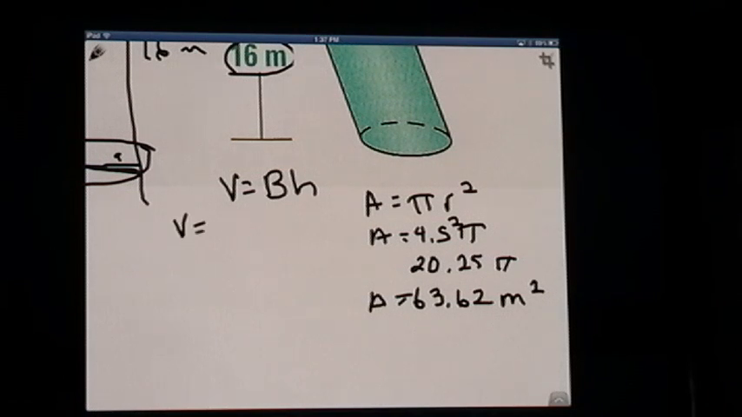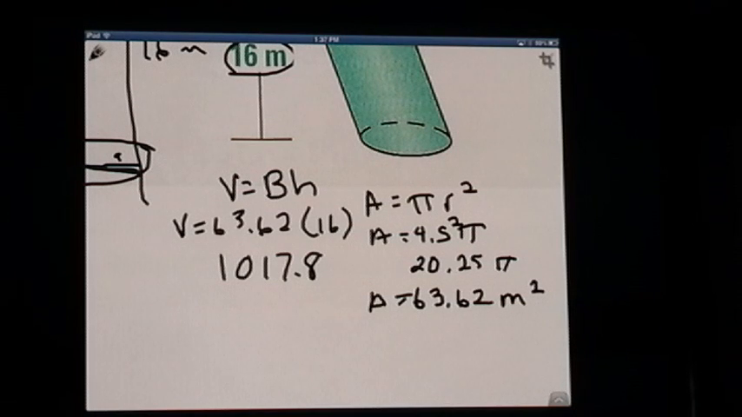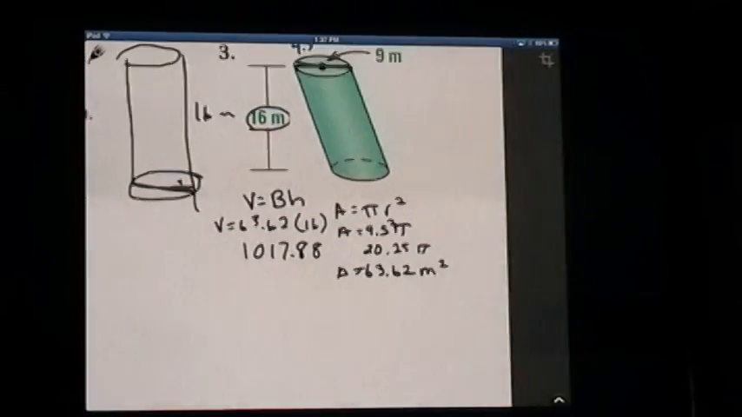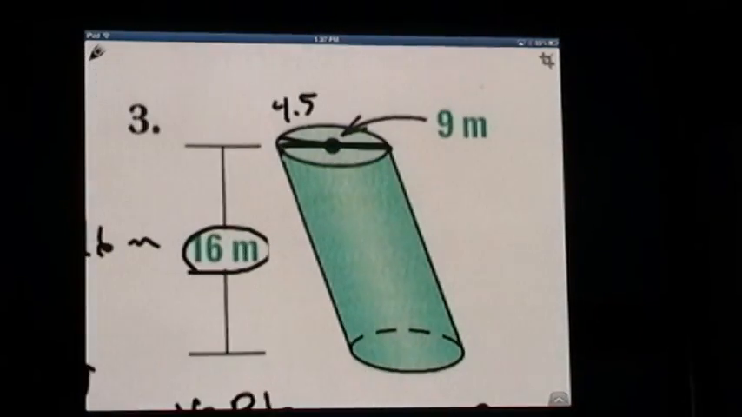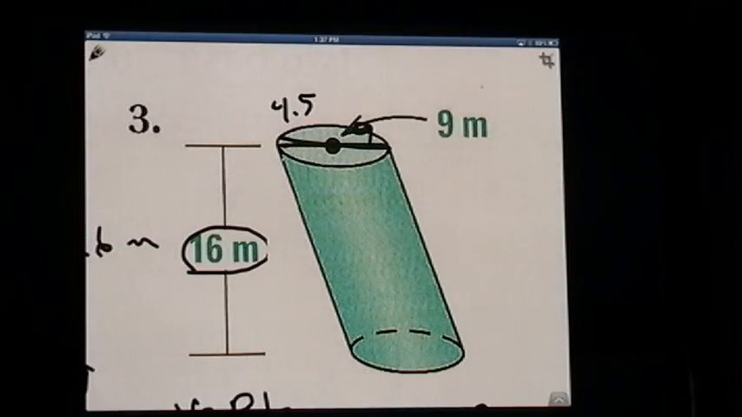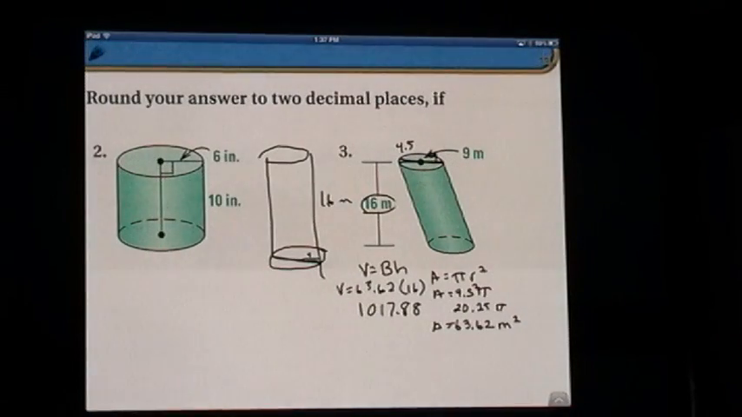Then, since volume is equal to the area of the big base times the height, times the height of 16, multiplied by 16, and we get 1,017.88. Okay, and that is the way they worked that. Now, if you write out all of your work, and you had made that mistake, I can give you credit for that anyway, because I would see what you were doing.